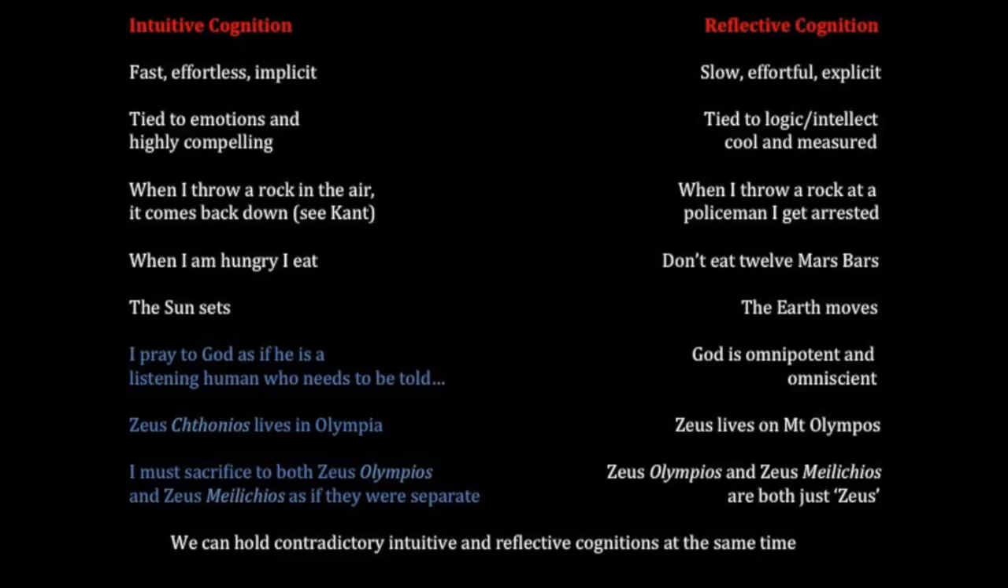This projection of humanity onto the gods is central to the ideas of cognitive science of religion. Okay, so looking at the highlighted bits here, there are two things that stand out. First is I pray to God as if he is a listening human. So we've got anthropomorphism. Then we come on to the fact that the gods had epithets. The gods could be split up into different Zeuses, for example. I want to look at each of these in turn.